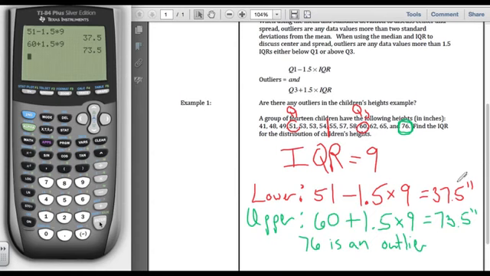These two values that we just calculated, the 37.5 and the 73.5, these are known as fences. Anything within these values is considered typical. It's normal. It's not unusual. But anything outside of the fence, like the 76, that would be an outlier.